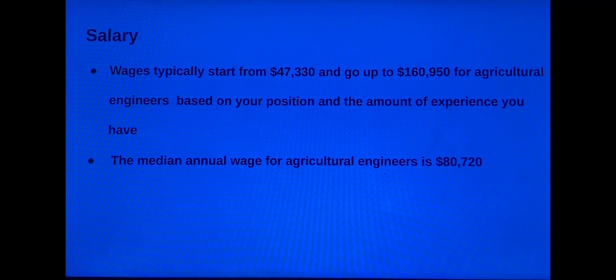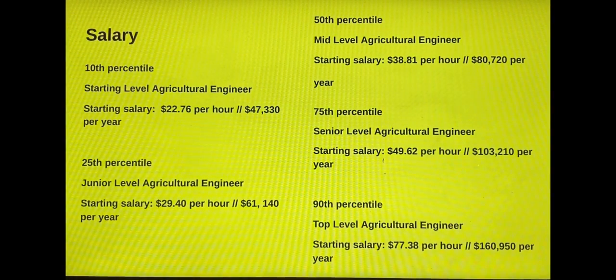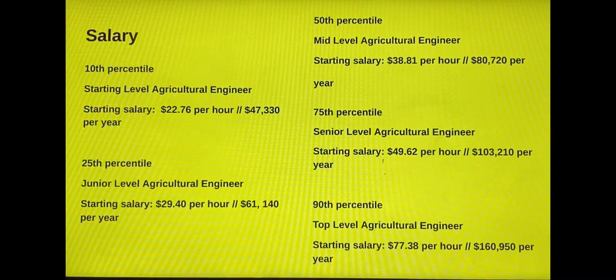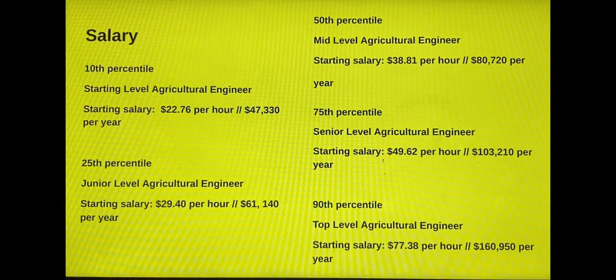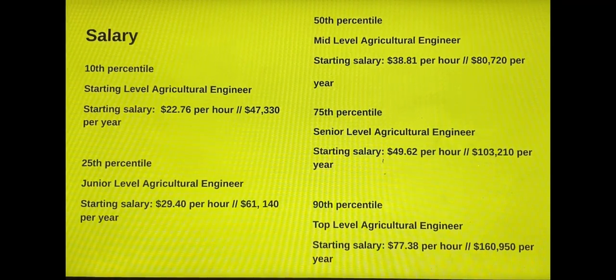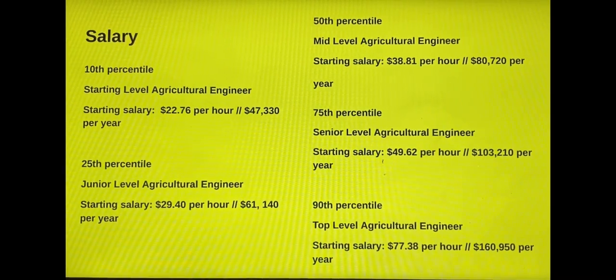The median annual wage for agricultural engineers is $80,000, which I said before. The salary range is from the 10th percentile to the 90th percentile. We start with the starting level agricultural engineers all the way up to the top level agricultural engineers.